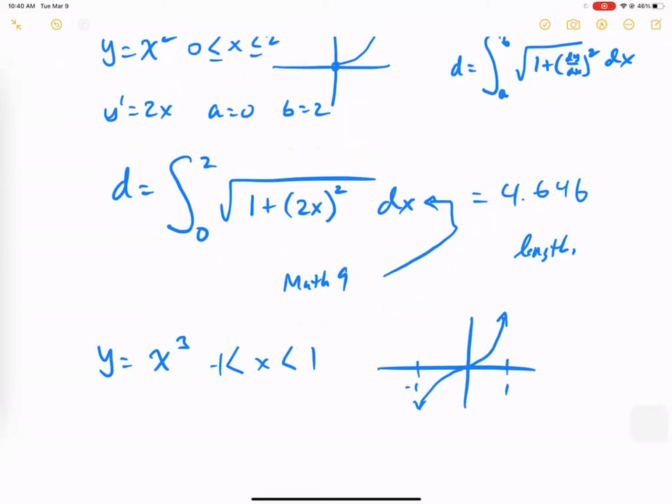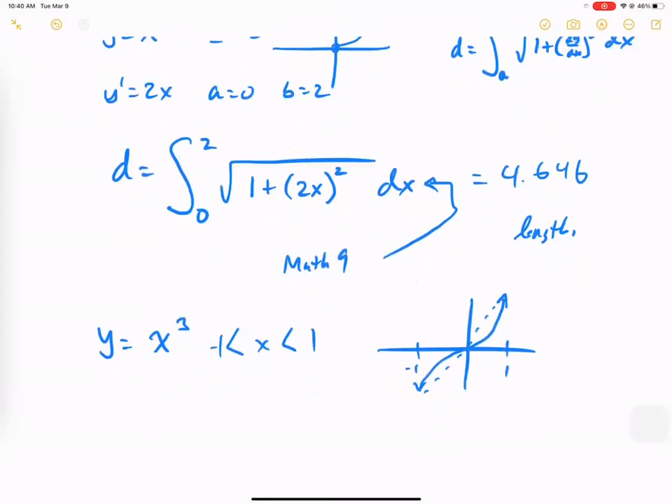Right. What is the distance from negative 1 to 1 anyways? If I just drew a line here, what would that length be? This is a 2 by 2 box, so the diagonal is 2 times the square root of 2, just FYI, which is the square root of 8, about 2.8. So this length is about 2.82. So if I follow the curve, it should be longer than 2.82, right? Just saying. All right. So how would I find the length of this curve?